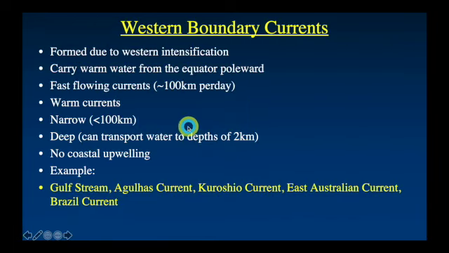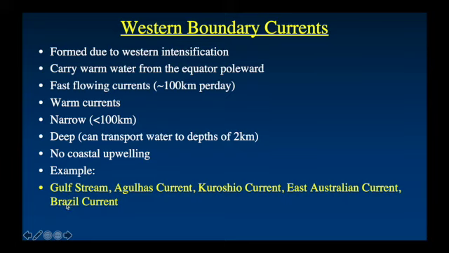The western boundary current forms in the west because of the western intensification. It carries warm water poleward. It flows very fast, warm currents, bringing warm waters to the northern hemisphere. It is narrow and deep. There's no coastal upwelling in these currents. Examples of this current system are the Gulf Stream, Agulhas current, Kuroshio current, East Australia current, and Brazil current.